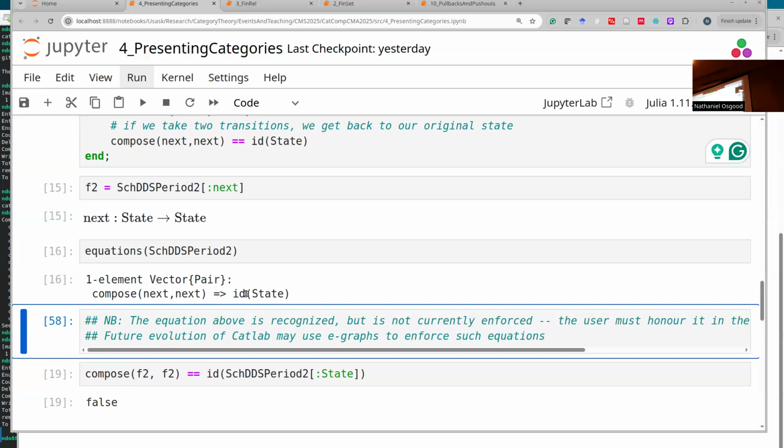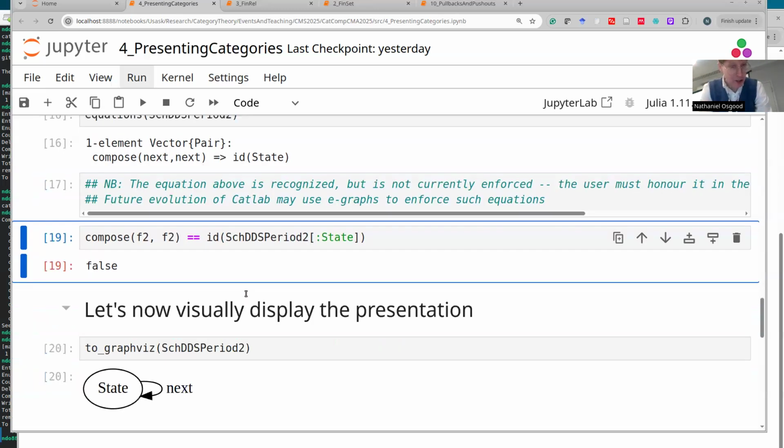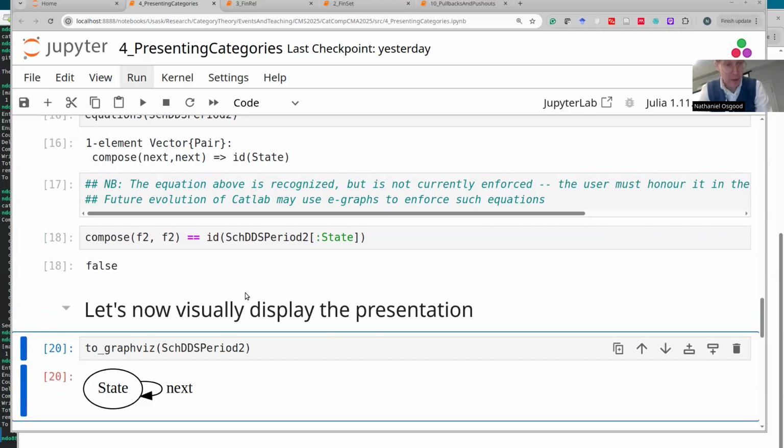Right now, we state for this category, next composed with next is identity. It knows that we state that. It understands that's part of the definition of the category. But if we actually say, hey, compose for me next with next, and we say, hey, is this equal to identity on state? It says, I can't show that, no. And that is a limitation, and it's regarded as a significant limitation in Catlab.